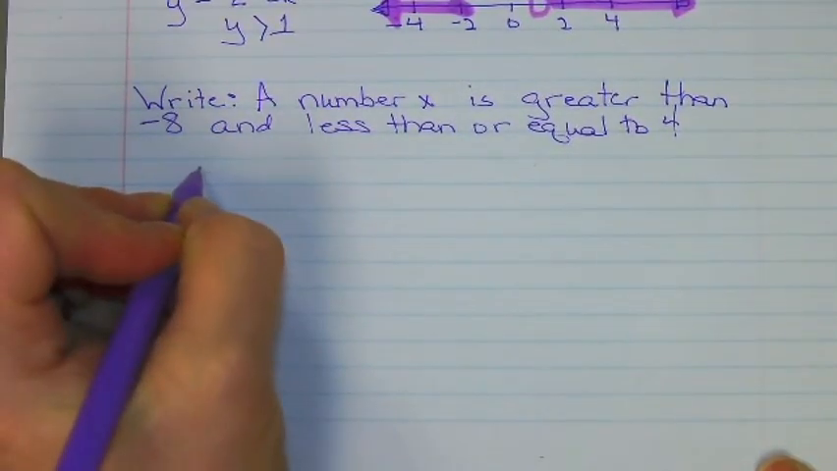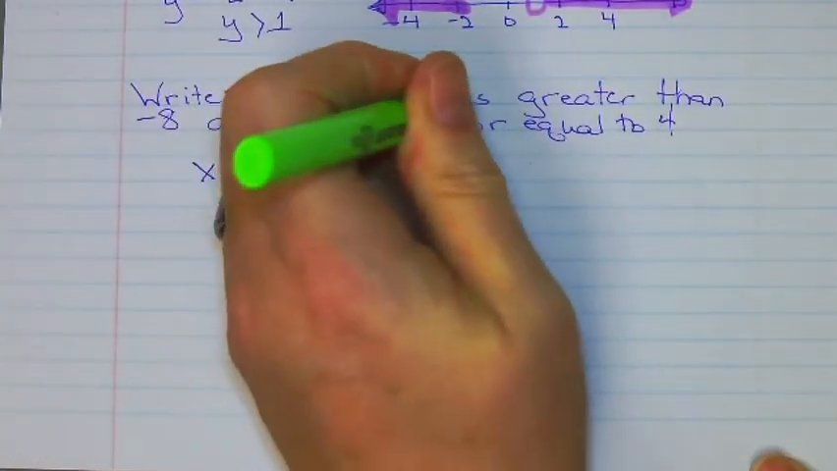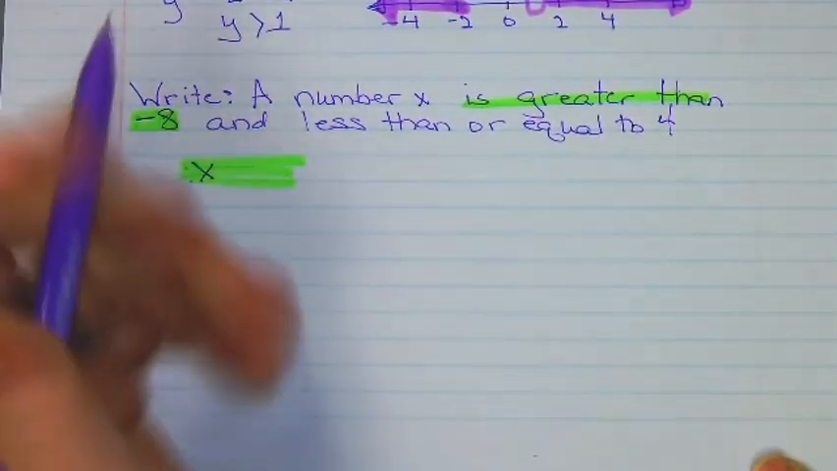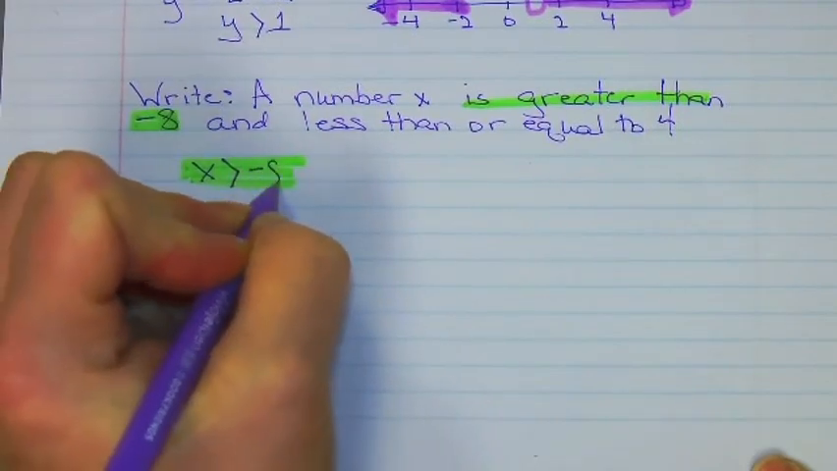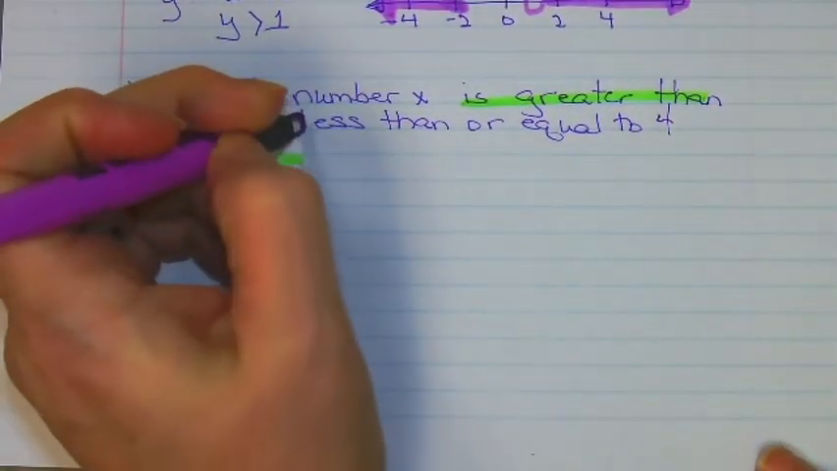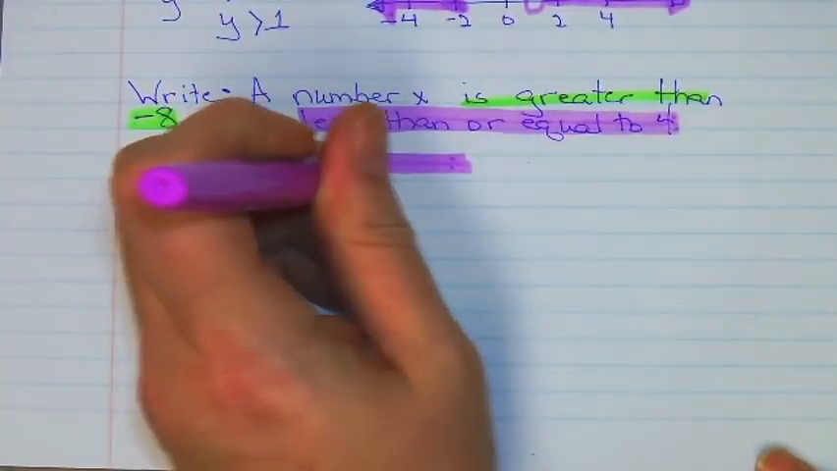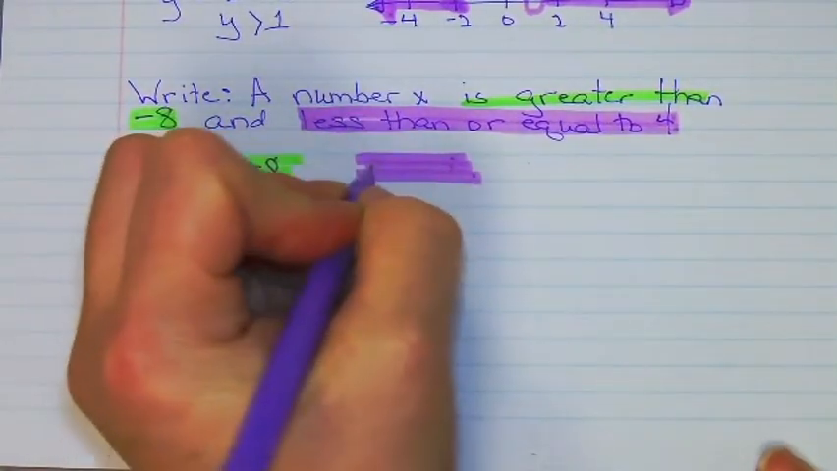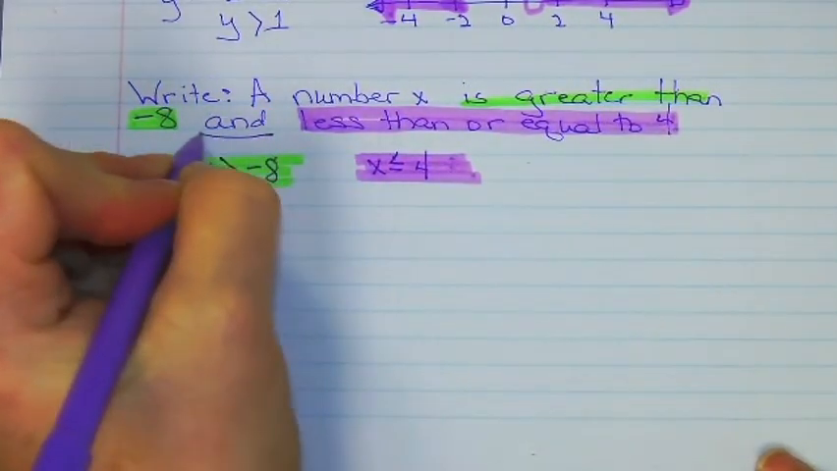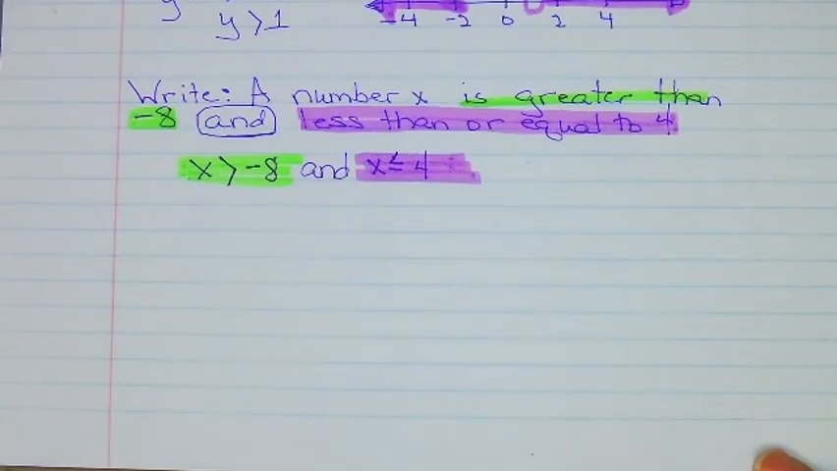So what we're going to say is x is greater than -8 and less than or equal to 4.